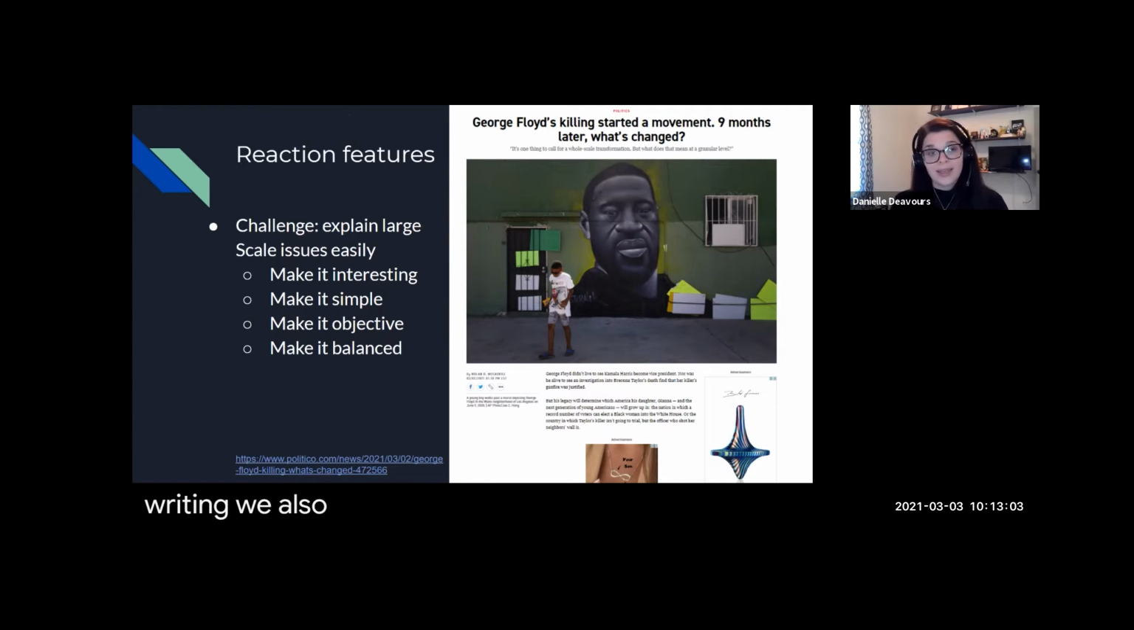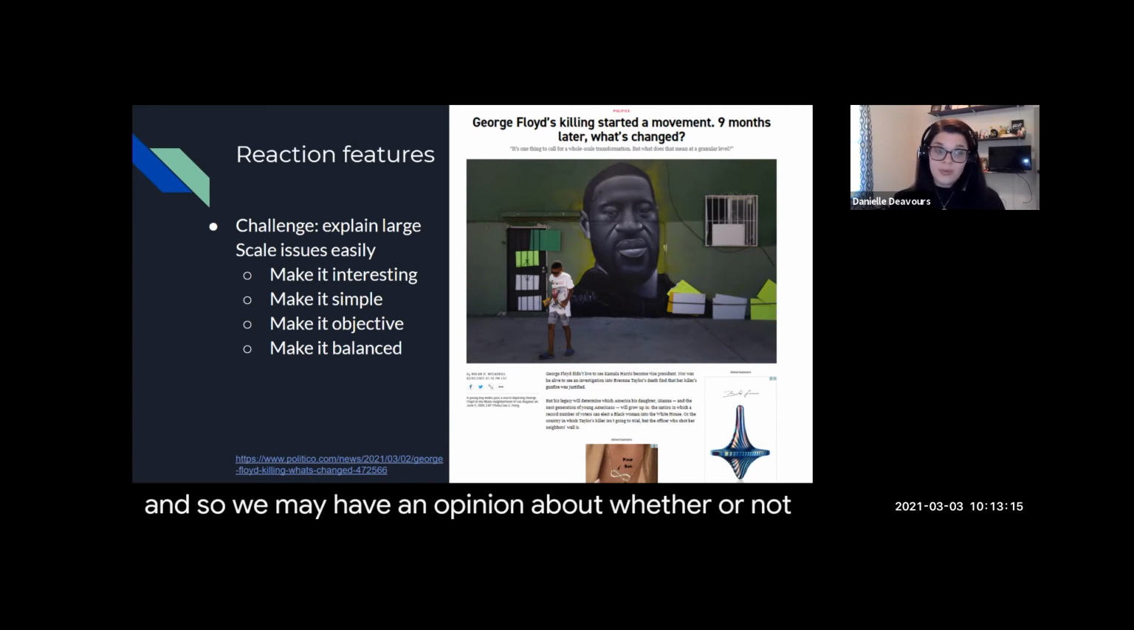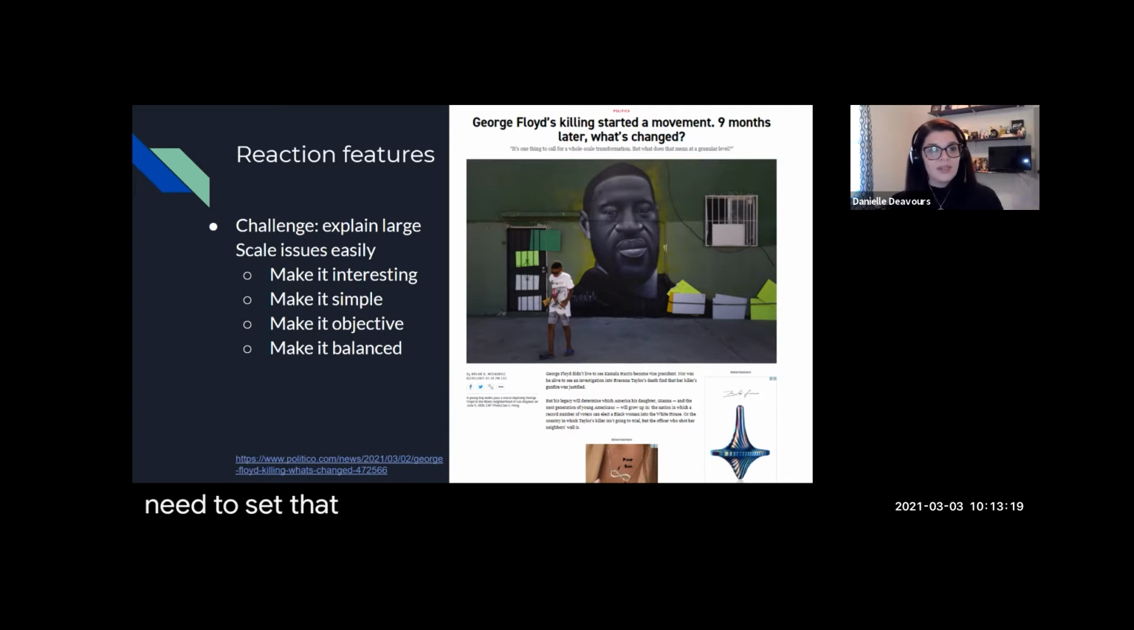We also need to make it objective, which can be very difficult in a reaction piece because a lot of these pieces rely on political or controversial topics. We may have an opinion about whether or not UM should come back in person in fall, but we need to set that opinion aside as journalists and writers to present an objective stance and perspective on that news. And then, of course, we need to make it balanced.